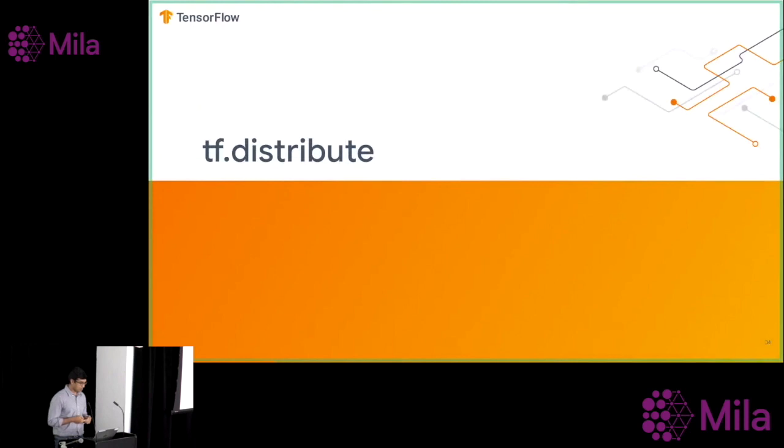Okay, so I mentioned performance earlier. For making it easy to run your models in a distributed setting, we have been working on this tf.distribute API. This comes with a bunch of distribution strategies which allow you to basically run your models under different configurations without changing your code too much.